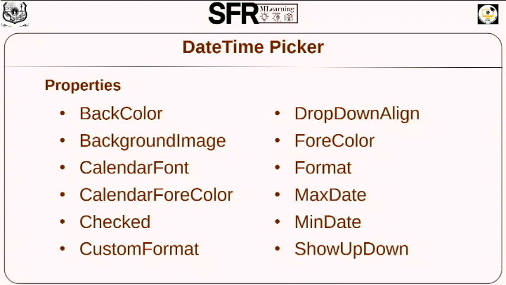The next one is the drop down align. It is used to get or set the alignment of the drop-down calendar on the datetime picker control. Next one is the forecolor.